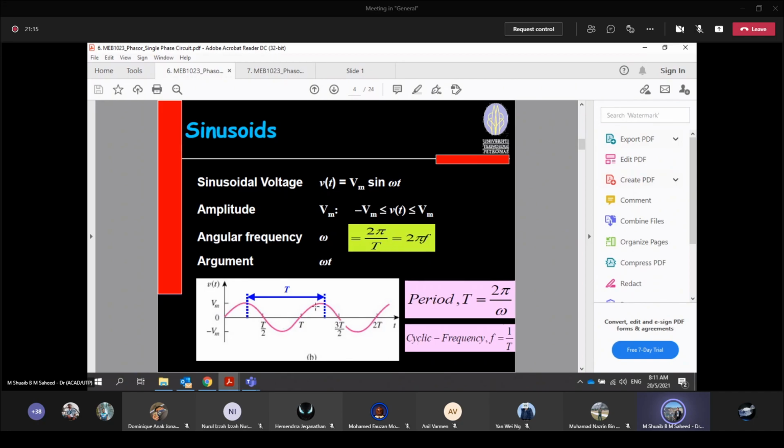For the cycles, you can choose from crest to crest, or from trough to trough, or from 0 to 0. It should be one complete cycle where you have the positive and the negative side.